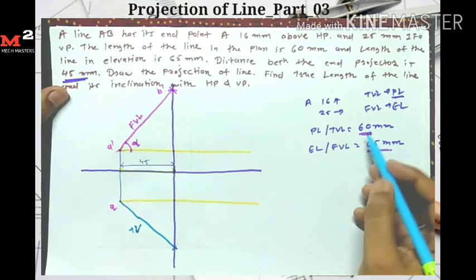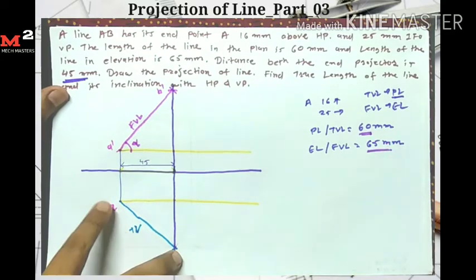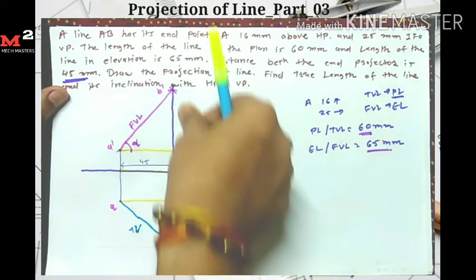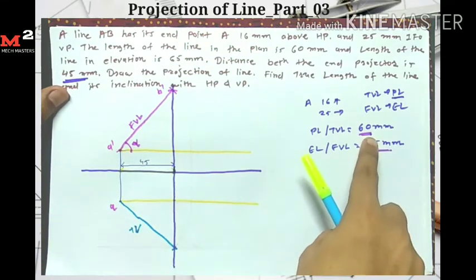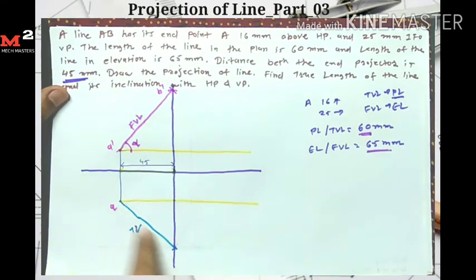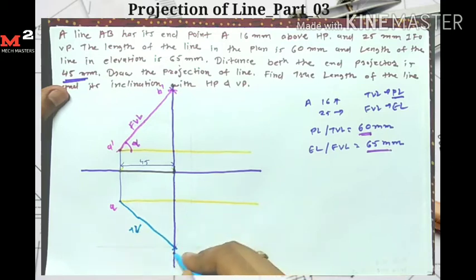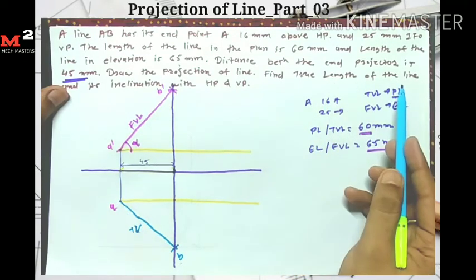Because the top view length is equal to 60 mm, I measure a 60 mm length, and the second condition is that I get the B point on this vertical line. So I take A as a center and 60 mm as a radius and draw one arc here. So I get my point B here, and this is my final top view AB. Now we require to find the true length of the line.